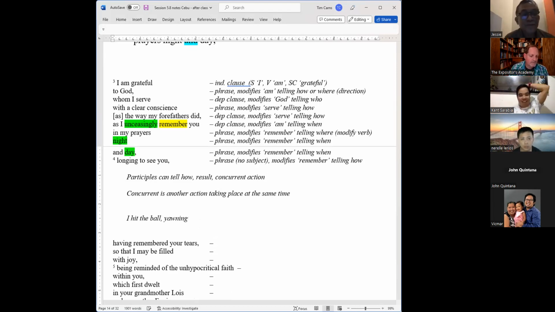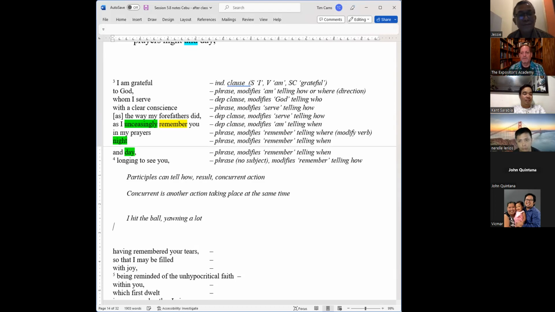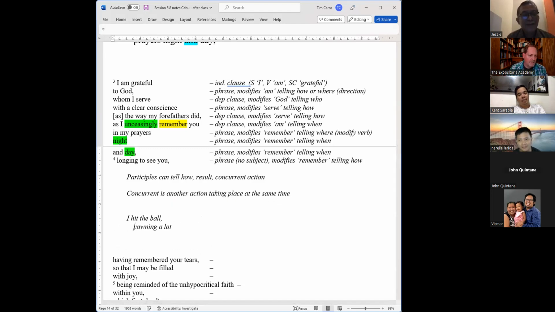yawning a lot. That's a dumb sentence, but here we might ask, is yawning telling me how I hit the ball? Well, not really. I don't hit the ball by yawning. So it's actually just telling you this is a concurrent action, something else that was happening at the same time. While I was hitting the ball, I yawned.